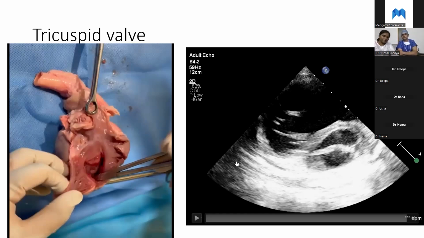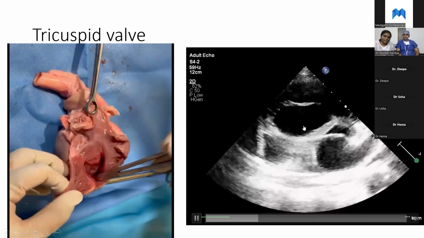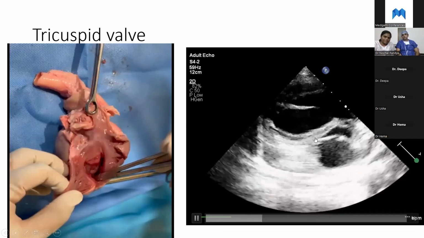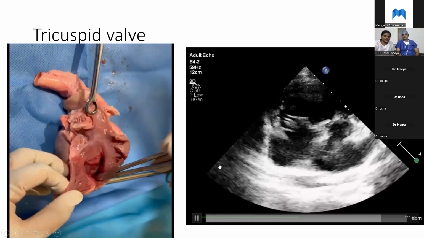So in our routine four-chamber view, we will be able to see the anterior and septal tricuspid leaflet. This is a modified parasternal short axis view where we are able to see all three leaflets. The septal tricuspid leaflet, the posterior and the anterior tricuspid leaflets are seen in this image.